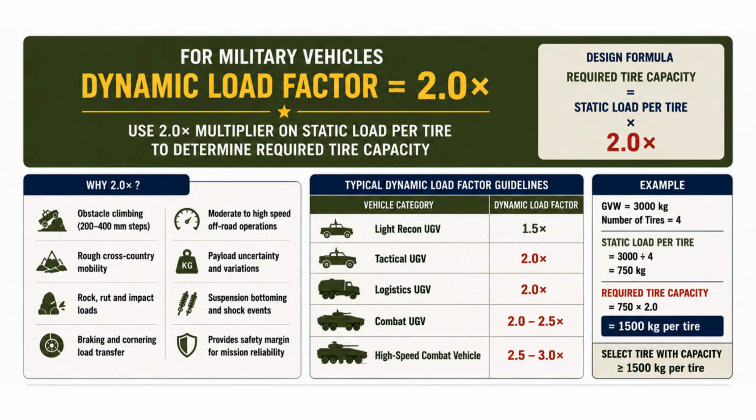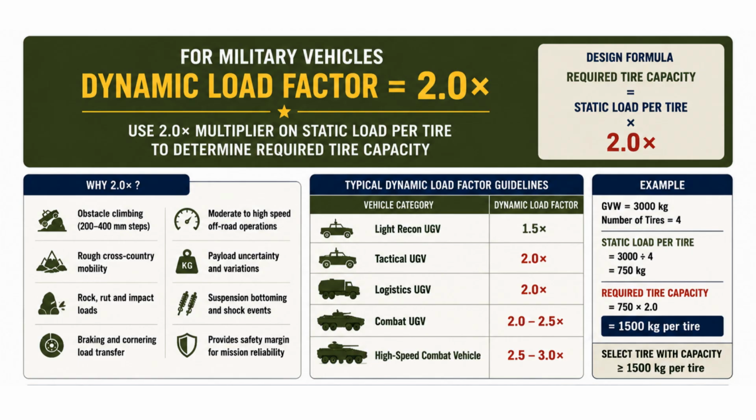For military vehicles, tyre selection must account for more than the vehicle's stationary weight. A practical design approach is to apply a dynamic load factor to the static load carried by each tyre. For many tactical UGV applications, a factor of 2 is commonly used as an initial design value. This allowance covers obstacle climbing, rough cross-country movement, rock and rut impacts, braking, cornering, suspension shock, and possible payload variation. The formula is simple. Required tyre capacity equals static load per tyre multiplied by the selected dynamic load factor.